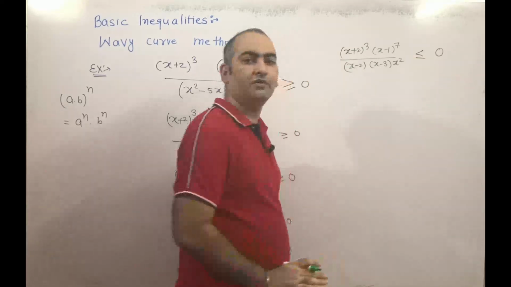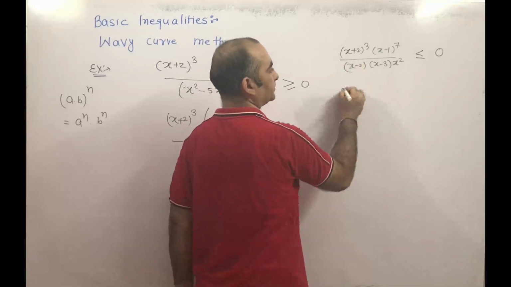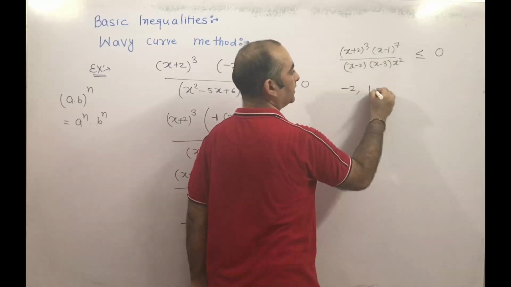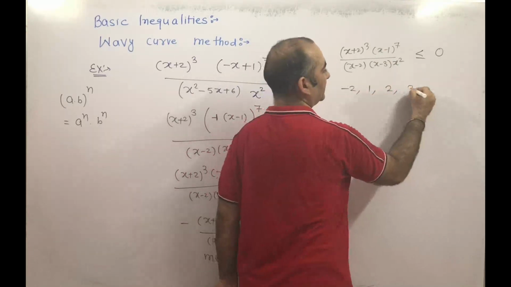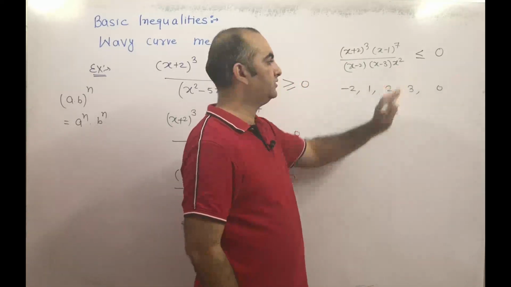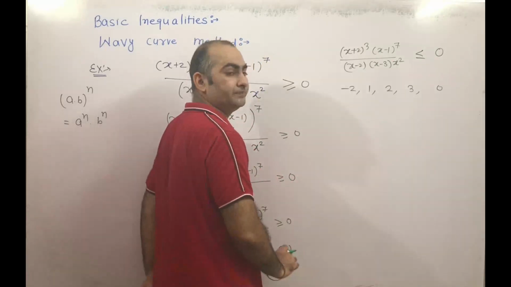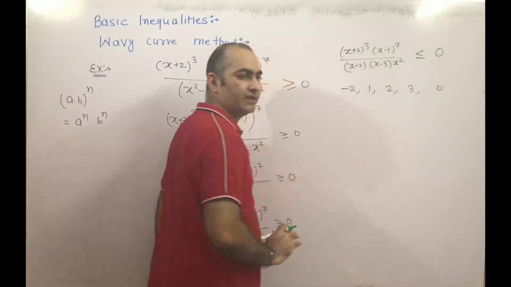Now after that we will find the critical points. So what are the critical points possible? According to this one: -2, 1, then 2, 3 and 0. If you put 0, the denominator is 0, so 0 is also a critical point because at 0 it is undefined. Now here we want equal to 0.